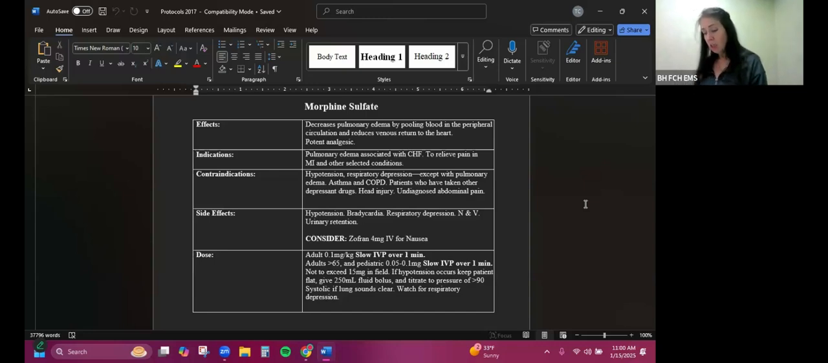With morphine, side effects you can expect are hypotension, bradycardia, respiratory depression, nausea and vomiting, and urinary retention. You want to consider giving Zofran, 4 milligrams IV, for nausea when you're giving morphine. A lot of patients get very nauseated when you give morphine. One thing that I do not like, you guys only carry Zofran, you don't carry Phenergan anymore. And I like the way that Phenergan works.